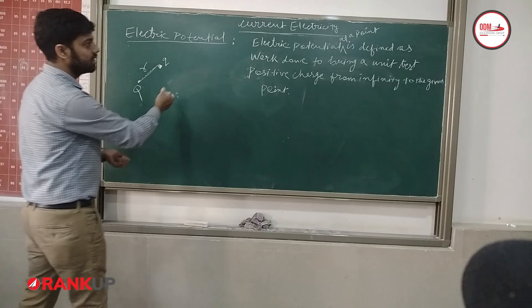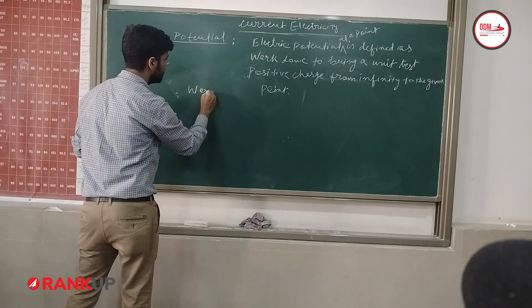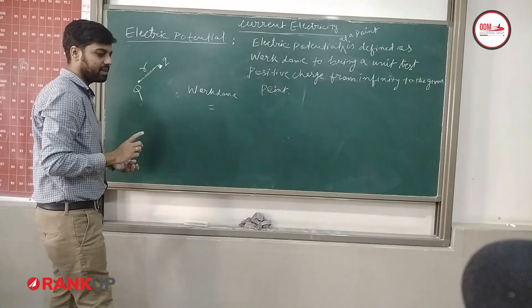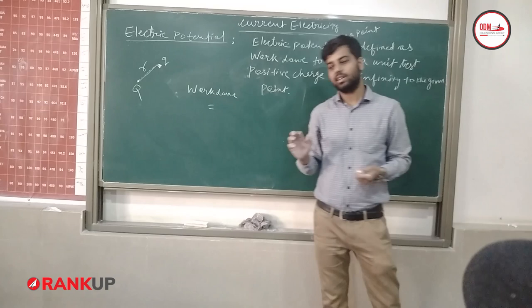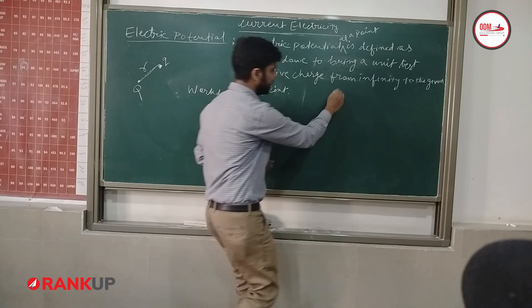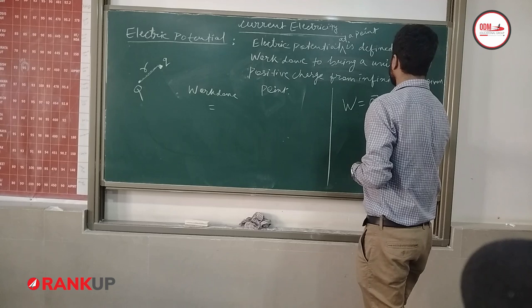So work done. How do you say work done? Work done is equal to force into displacement. Actually, in mathematics, it is the dot product of force and displacement. W equals F dot S in vector form. I'm writing it here. F dot S is a kind of dot product, F vector dot S.